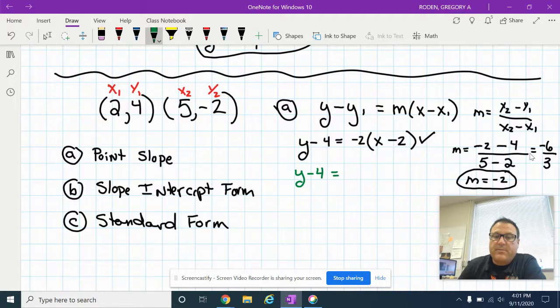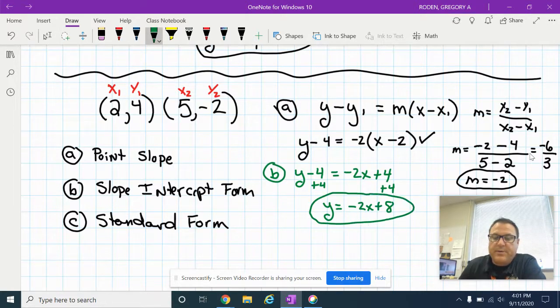Now let's distribute this -2 through. So -2, we're on part B, by the way. Negative 2 times x is negative 2x. Negative 2 times negative 2 is positive 4. And then we'll add 4 to both sides to get our answer in slope-intercept form. So now we have y equals negative 2x plus 8. And that's our equation in slope-intercept form.